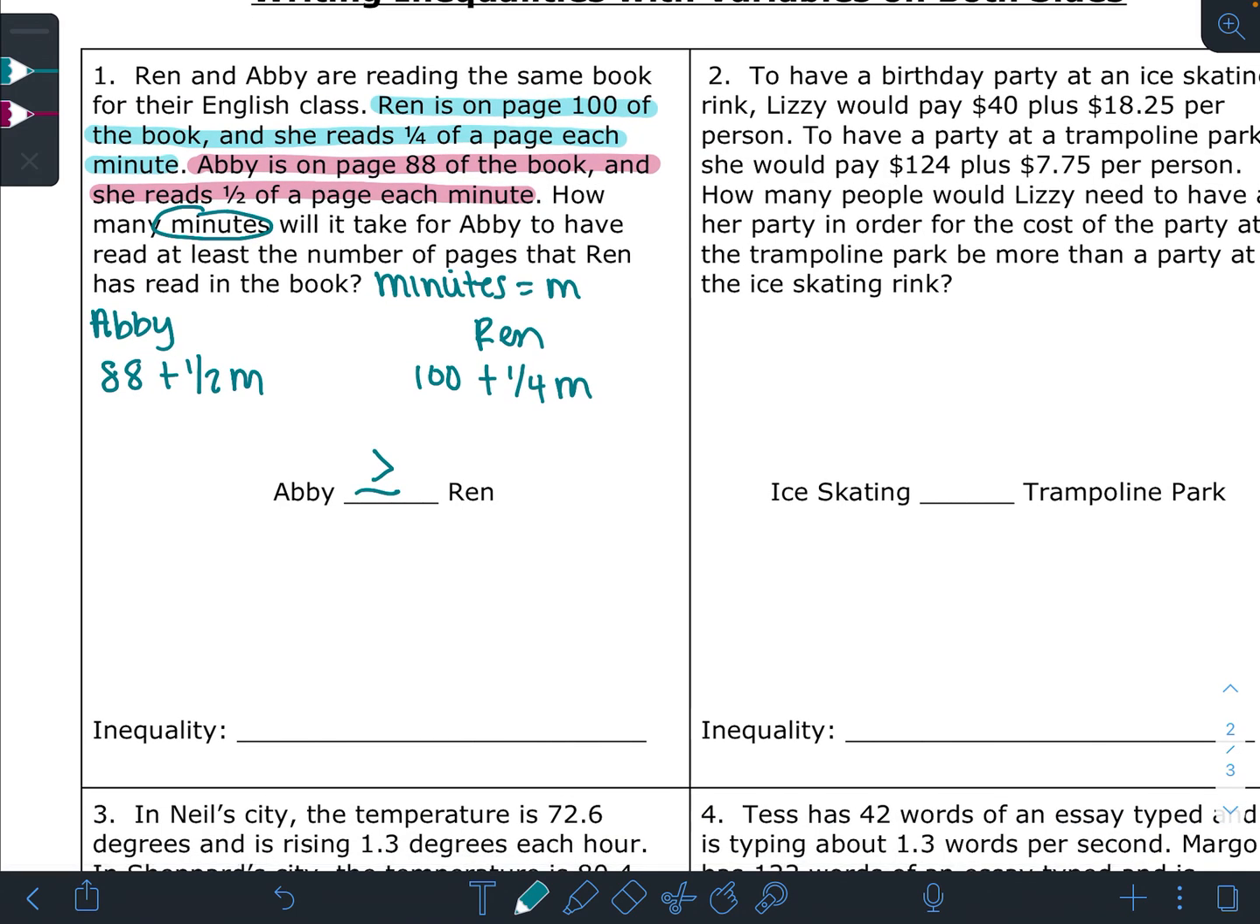So now I can easily write my inequality, and you probably will see it written like this because algebra likes to be pretty, and we always address our variable first. So you would see it written like that, and then 1/4 M plus 100.